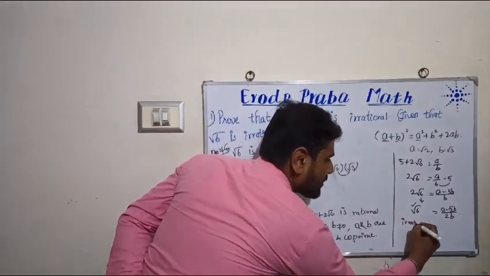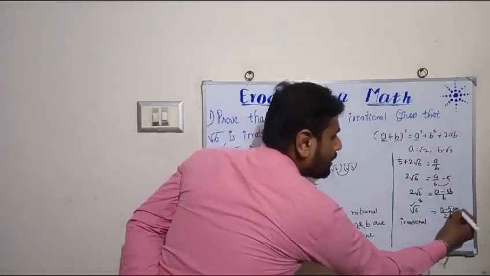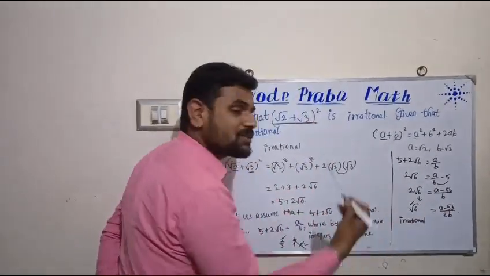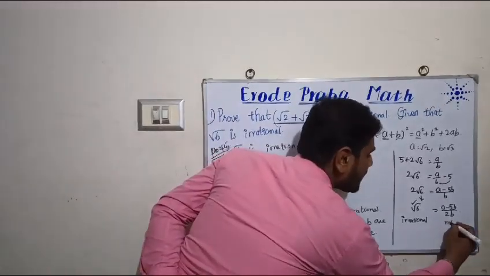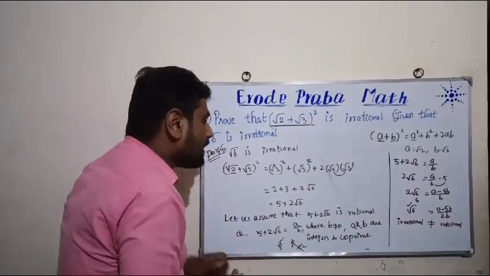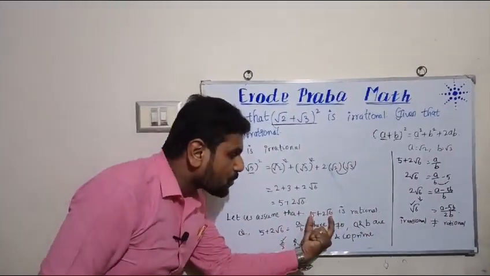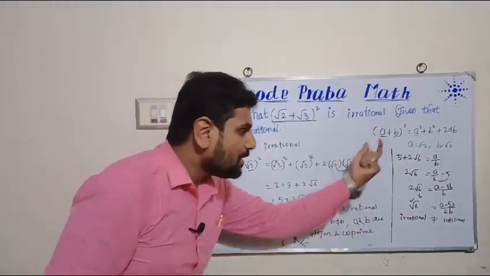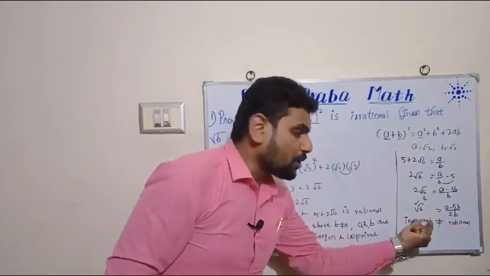Root 6 is what? Irrational. Here on the right hand side a and b are what? Integers. So we get rational form only. So the right hand side is rational. So this is not equal. Actually here we have taken 5 plus 2 root 6 as rational. But here we have told that the rational is wrong.